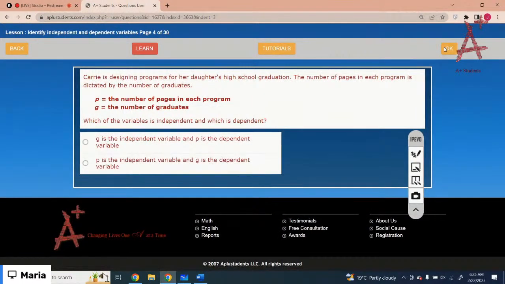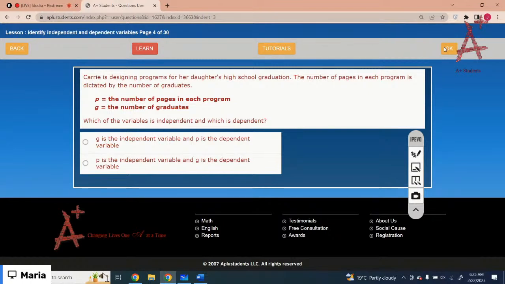Okay, Carrie is designing programs for her daughter's high school graduation. The number of pages in each program is directed by the number of graduates. P equals the number of pages in each program and G equals the number of graduates. Which variable is independent and which is dependent? The number of pages in each program is directed by the number of graduates. That means the number of pages is dependent on the number of graduates. So P is the dependent variable and G is the independent variable. Option number 1 is the correct option.